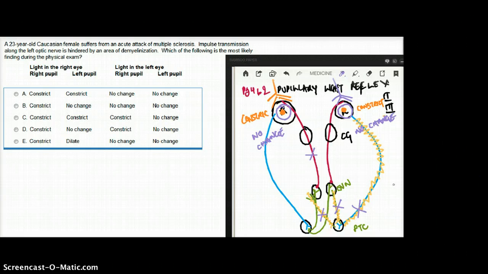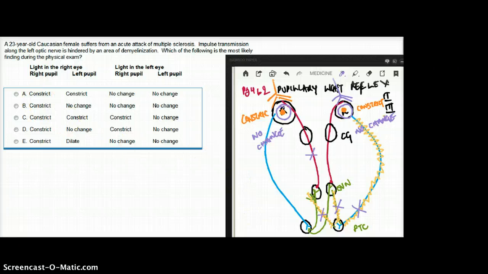Which of the following answers matches our story? We're looking for constrict, constrict, no change, no change. And we can see constrict, constrict, no change, no change. I can say without a doubt that answer A is the right answer.